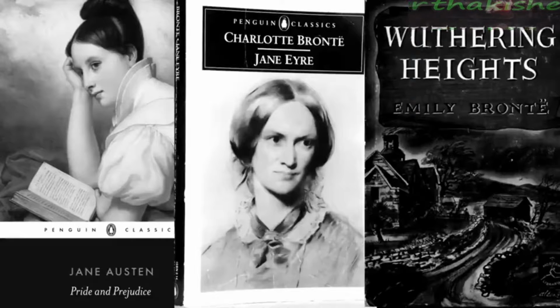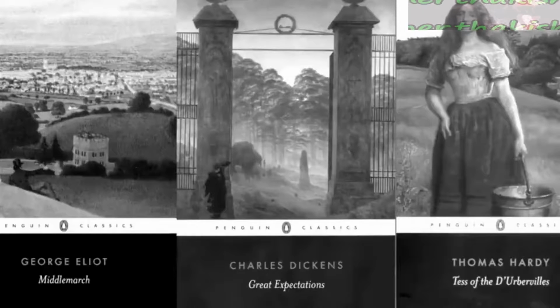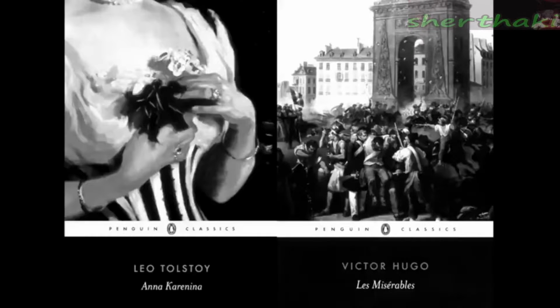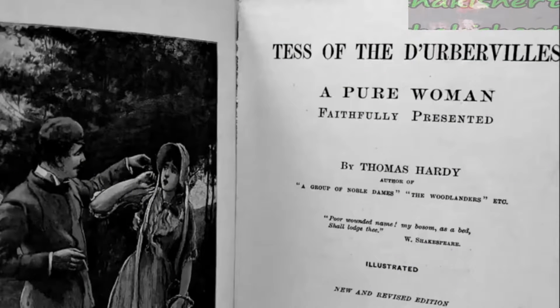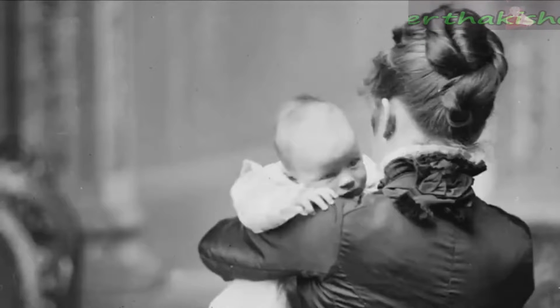The theme of marriage and chastity that we find in so many 19th century literary works, such as those by Jane Austen, the Brontes, George Eliot, Dickens, Thomas Hardy, Leo Tolstoy, Victor Hugo, and more, was nothing more than carefully disguised, well-written propaganda, with the sole purpose to solidify and justify a social value framework that would separate children from their mothers.